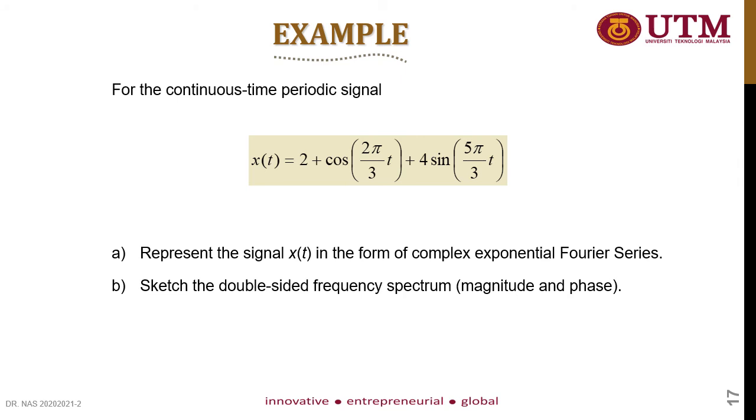Okay, let's look at this example. So given x(t), a continuous time periodic signal, so you need to represent the signal in complex exponential Fourier series. Okay, so in order to do that, you need to convert each of these into exponential form by using the Euler's theorem and then sketch double-sided. Once you have exponential Fourier series, obviously you'll be having double-sided spectrum.